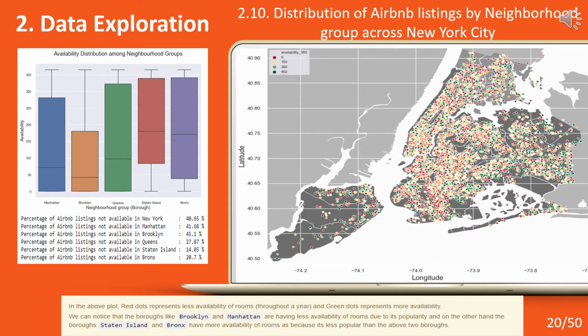In this plot, we see the distribution of Airbnb listings by neighborhood group across New York City. In the above plot, red dots represent less availability of rooms throughout a year, and green dots represent more availability. We can notice that the boroughs of Brooklyn and Manhattan have less availability of rooms due to their popularity, and on the other hand, the boroughs of Staten Island and Bronx have more availability of rooms because they are less popular than the above two boroughs.